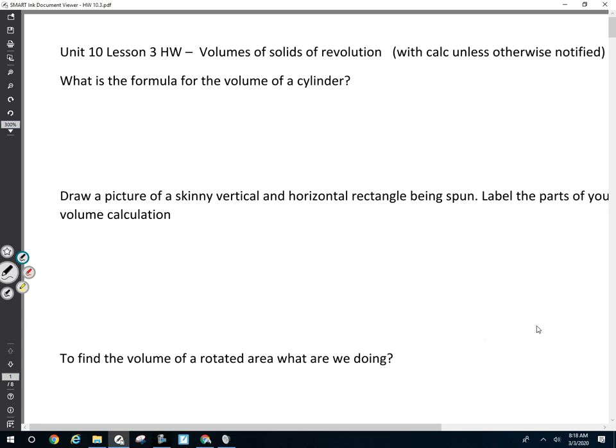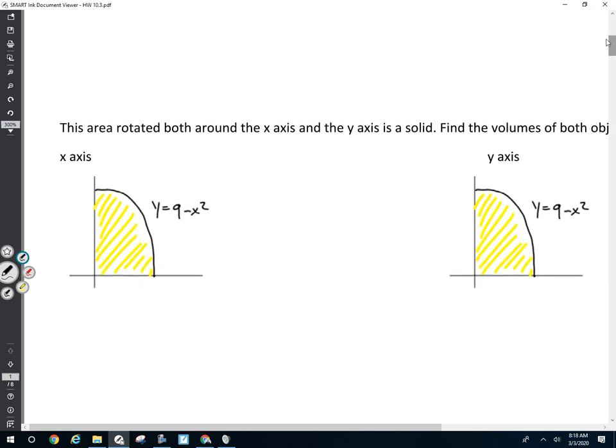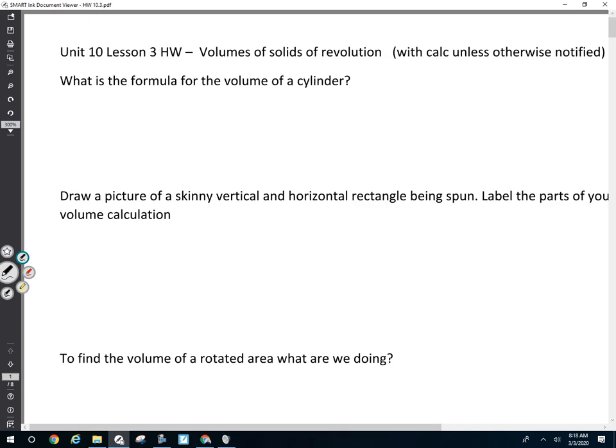All right, here we go. We are taking areas of regions and we are spinning them around axes, spinning around different lines. And we're going to calculate the volume of these objects. And it all comes down to formulas for volumes of cylinders. The volume of a cylinder, its formula is pi r squared h.